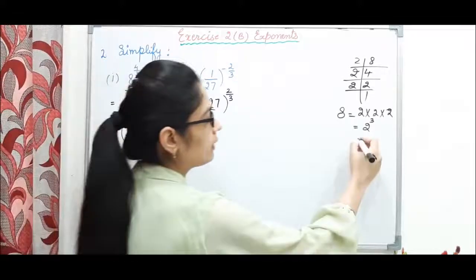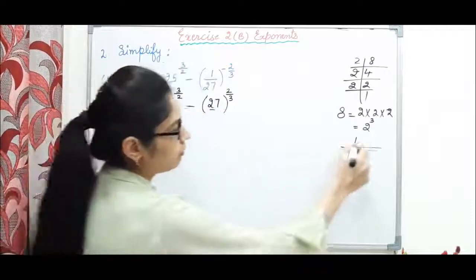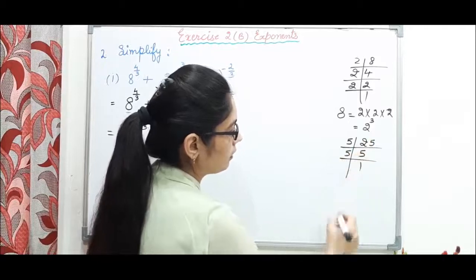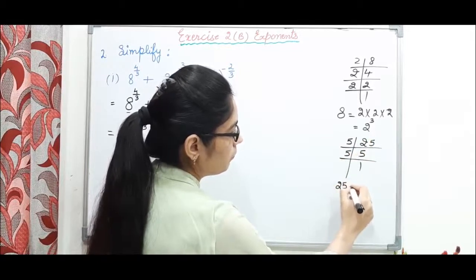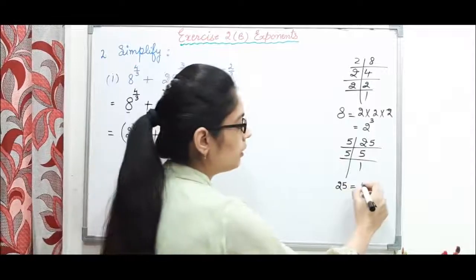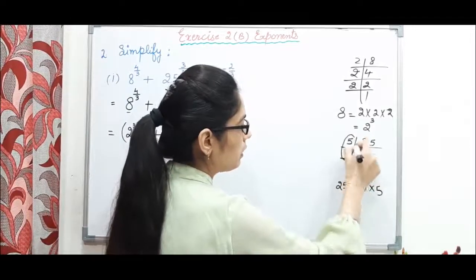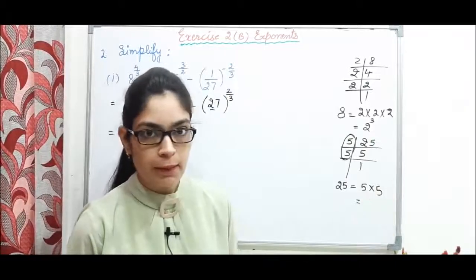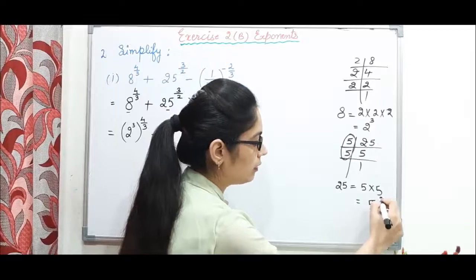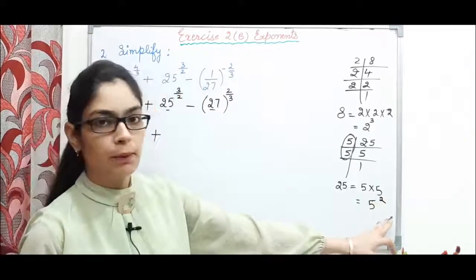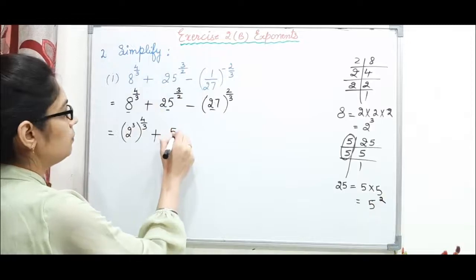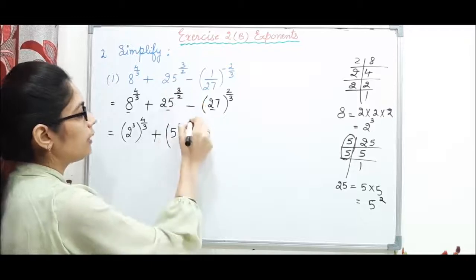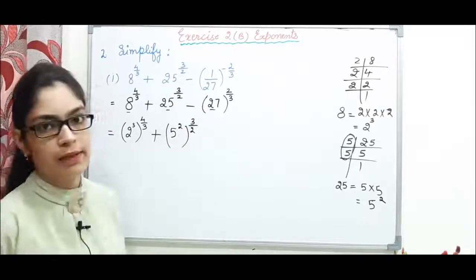25. Let's find the exponential form of 25. So 25 is 5 into 5, 5 into 1. So we can see 25 is equal to 5 into 5. These are the numbers we have to multiply to get 25. 5 is multiplied by itself 2 times. So we can write 25 is equal to 5 to the power 2. In place of 25 we can write 5 to the power 2 whole power, and the fraction 3 by 2 as it is we have to write.